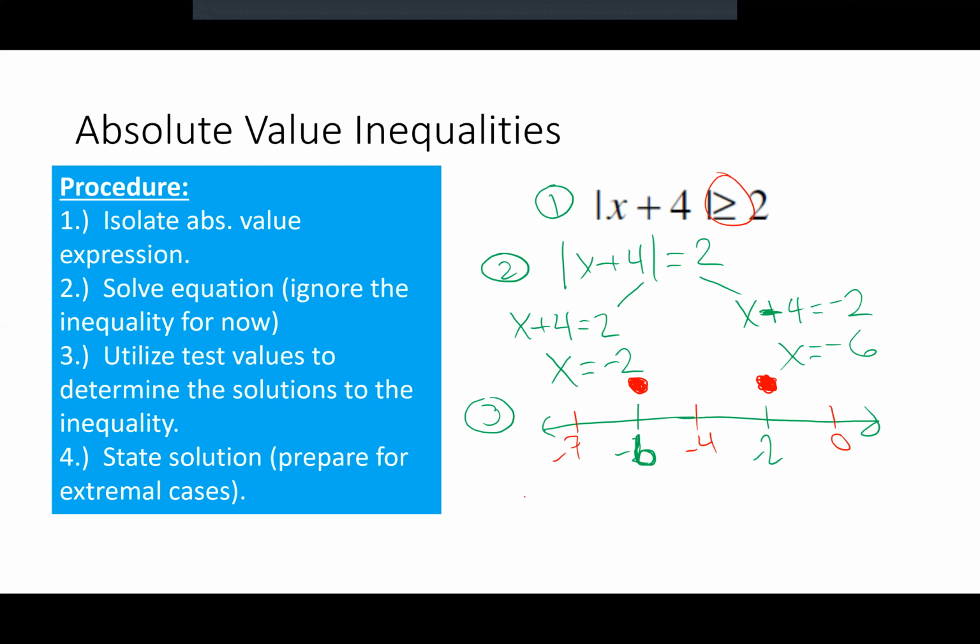So let's start with negative 7. Plus 4, is that greater than or equal to 2? Well, let's see, negative 7 plus 4 is negative 3. The absolute value of negative 3 is 3. Is 3 greater than or equal to 2? Certainly. Checks. We're good.